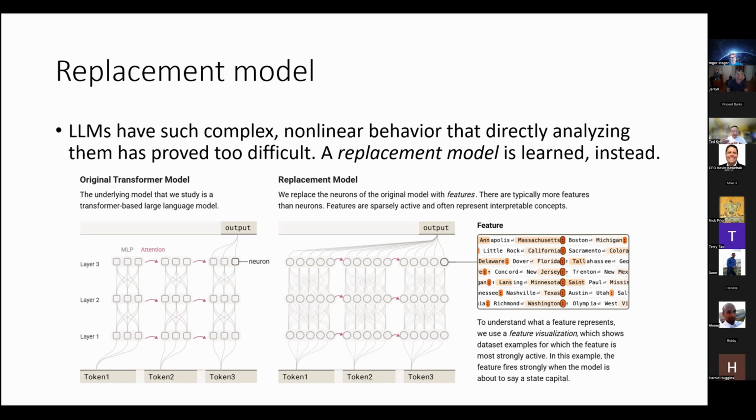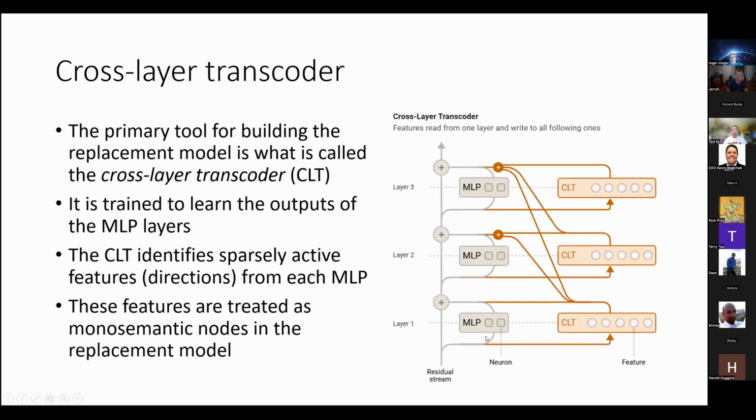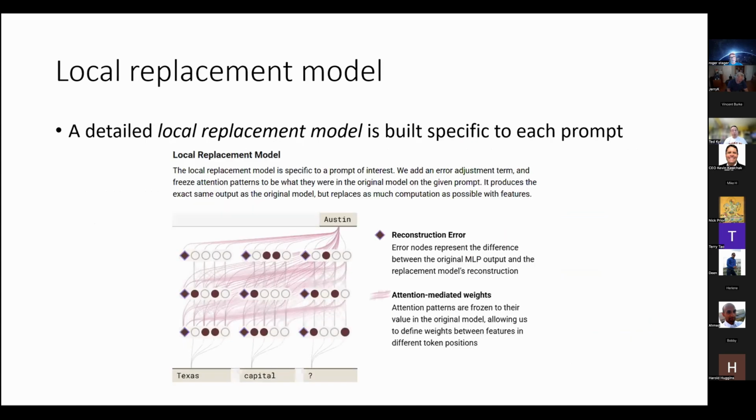There may be more than one concept that a particular MLP is responsible for, so that could be a reason why you'd have more than one non-zero. But that's what we hope for, and that's what we're striving to build. And so this cross-layer transcoder is going to be predicting all the MLPs, and it's going to have monosemantic features for every layer. We talked about that in a little more detail last time. We're just going to take that on faith right now.